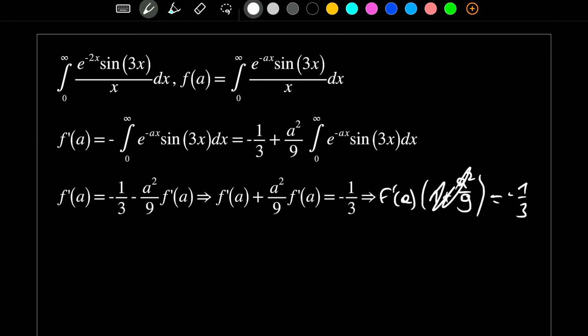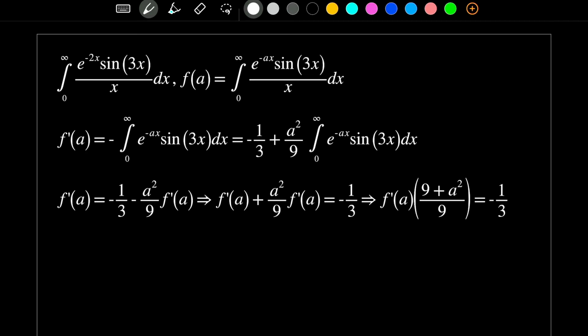That's going to give us the derivative of f of a times 1 plus a squared over 9 is equal to minus 1/3. Now let's just bring this part here in the same numerator. So that's going to be 9 plus a squared over 9. So the derivative of f of a times 9 plus a squared is going to equal minus 3. And then let's move this part over as well. So just dividing by that is going to give us the derivative of f is going to be minus 3 over 9 plus a squared.